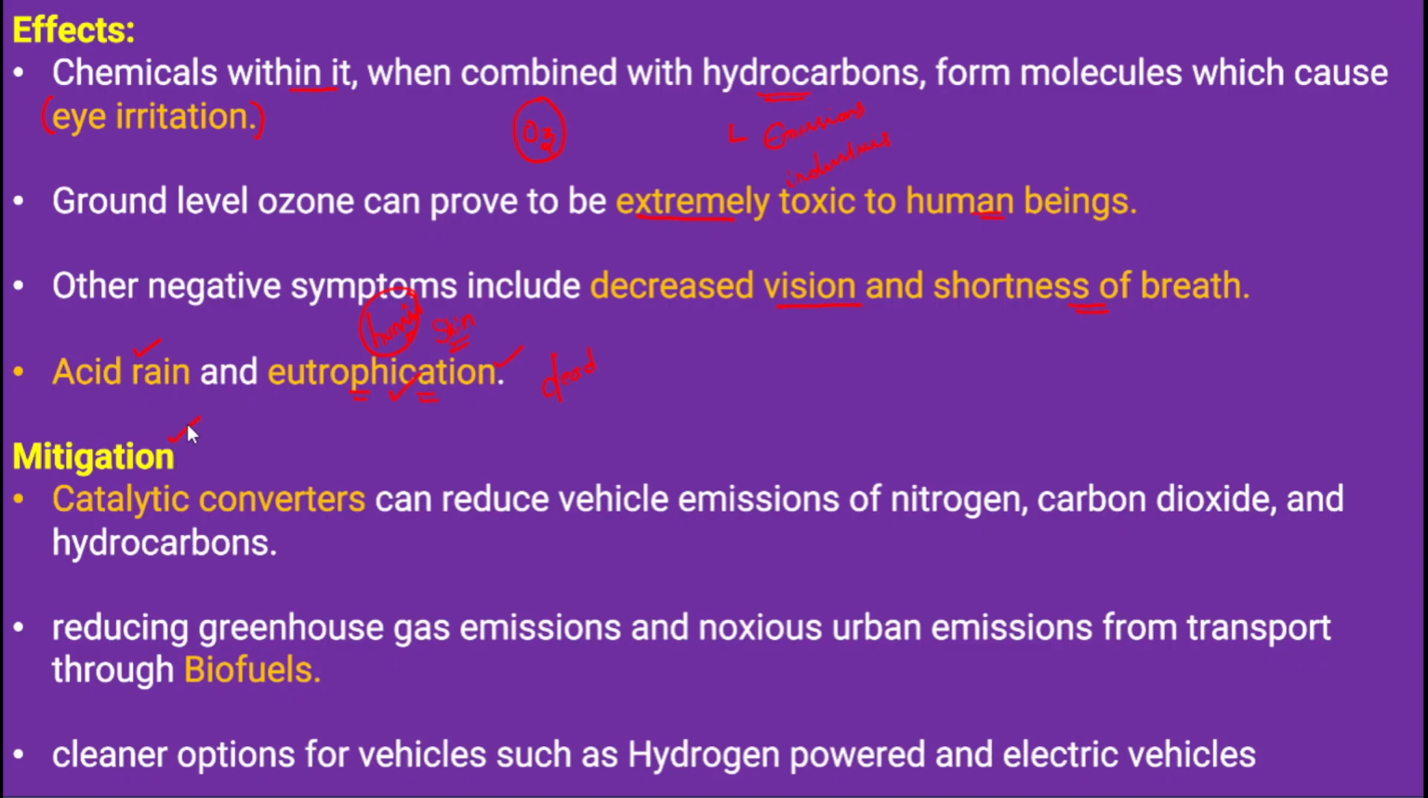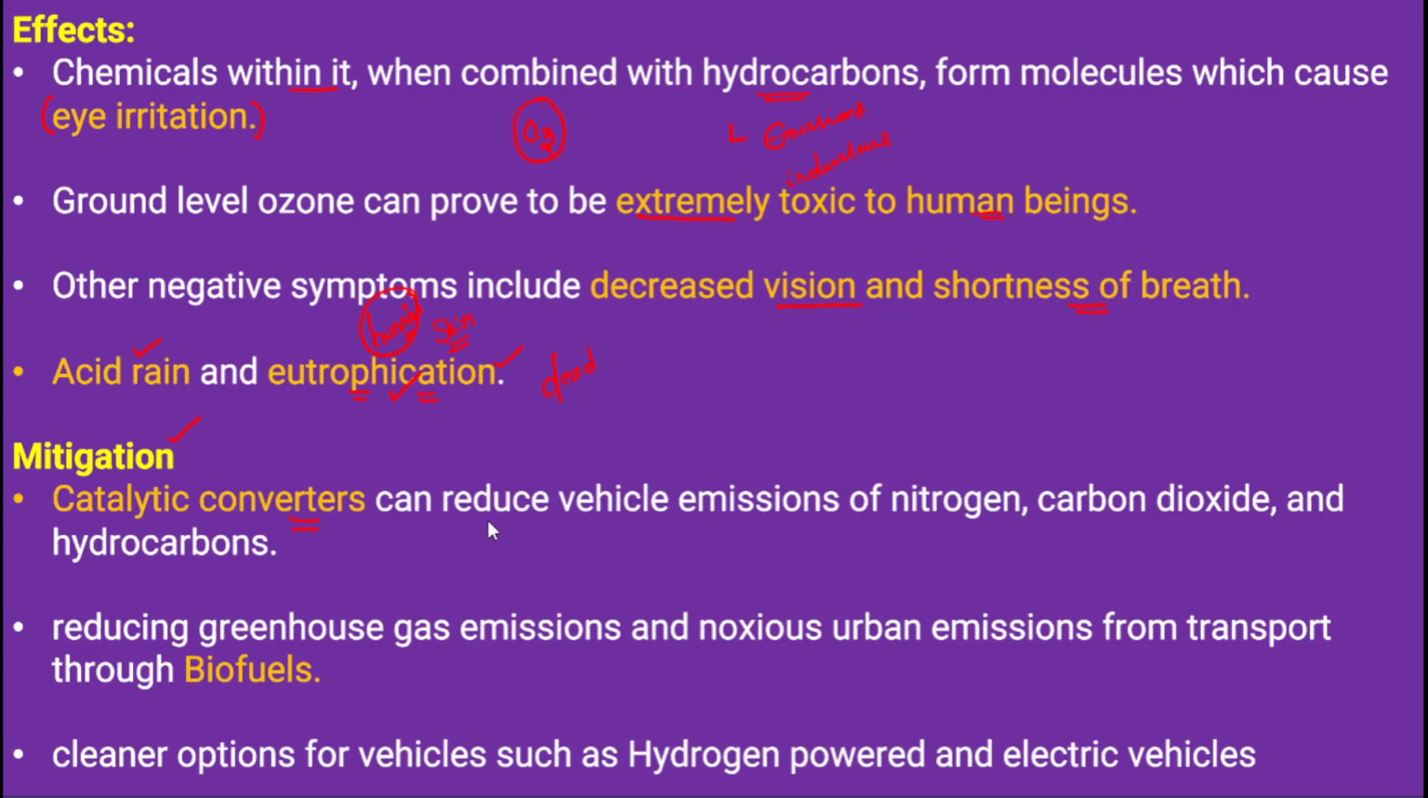And after that, we need to talk about the mitigation measures. So what are the mitigation measures we need to take in order to prevent the negative consequences of the photochemical smog? Now, firstly, we need to talk about the catalytic converters. So what are these catalytic converters? Catalytic converters have to be used in each of these vehicles so that they convert the harmful effluents or the harmful emissions into less harmful emissions.